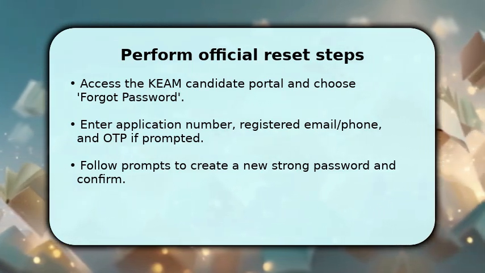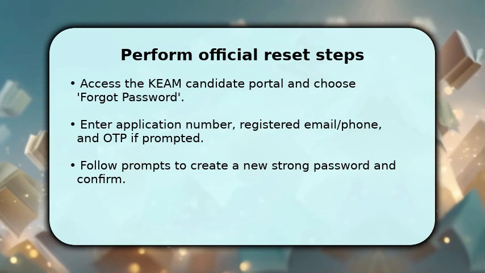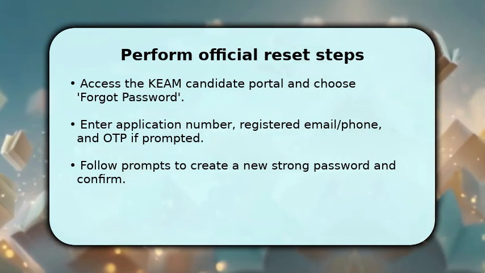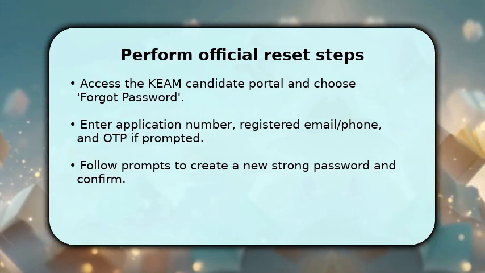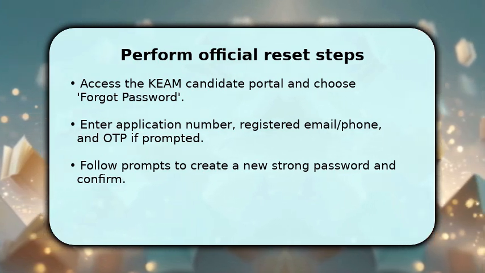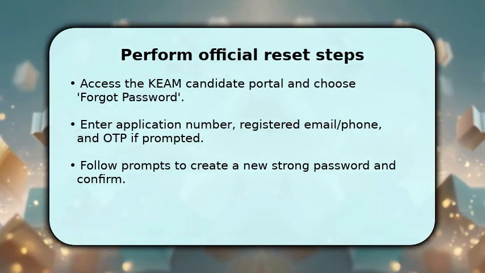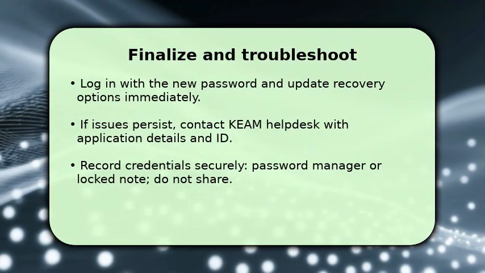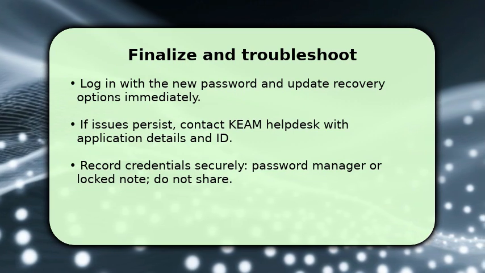Combine upper/lowercase, numbers, and symbols, then confirm it exactly. Keep the session active until you see a success message. If you receive no OTP, wait a minute, then request again to avoid lockouts. Finally, log in with your new credentials and promptly update recovery options like alternate email or phone.